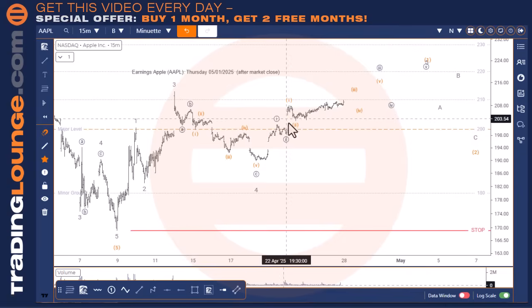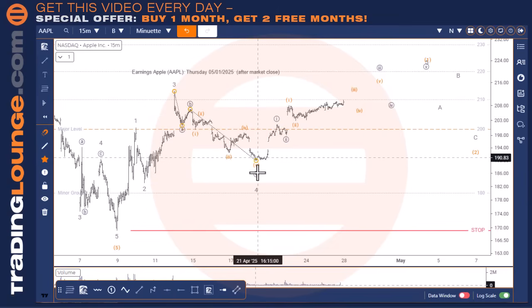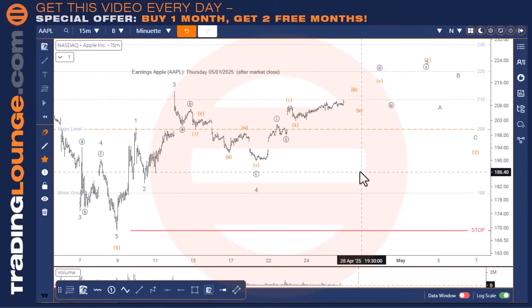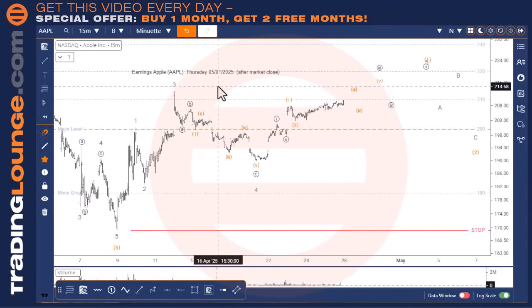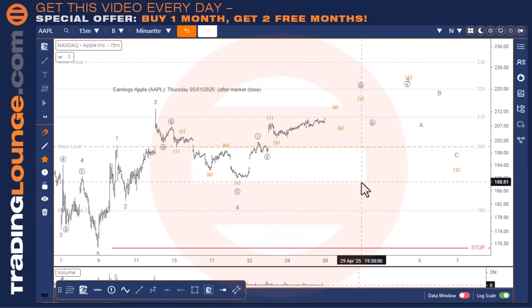So Apple here. Now, I could view this in two different ways. I could look at this as 1 and 2 here, and also 1 and 2 here as well. So we'll probably do that. They've got their earnings at the beginning of May here after market hours. This is confirmed as well. And the move up here can also be counted differently.